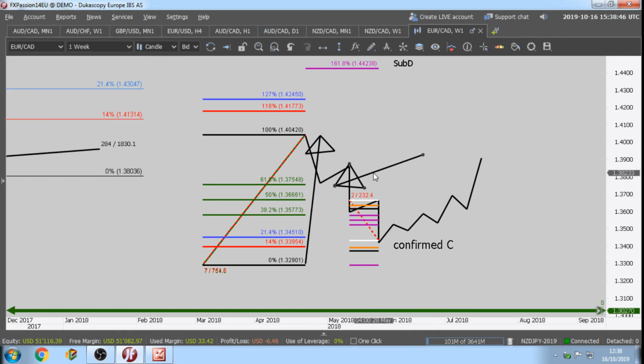Okay, everybody, so this is a trading trick. If you found the confirmed C and the market starts to reverse, better to pocket your profits of the retracement trade. Because if the trend is going to continue, it must not break the A.